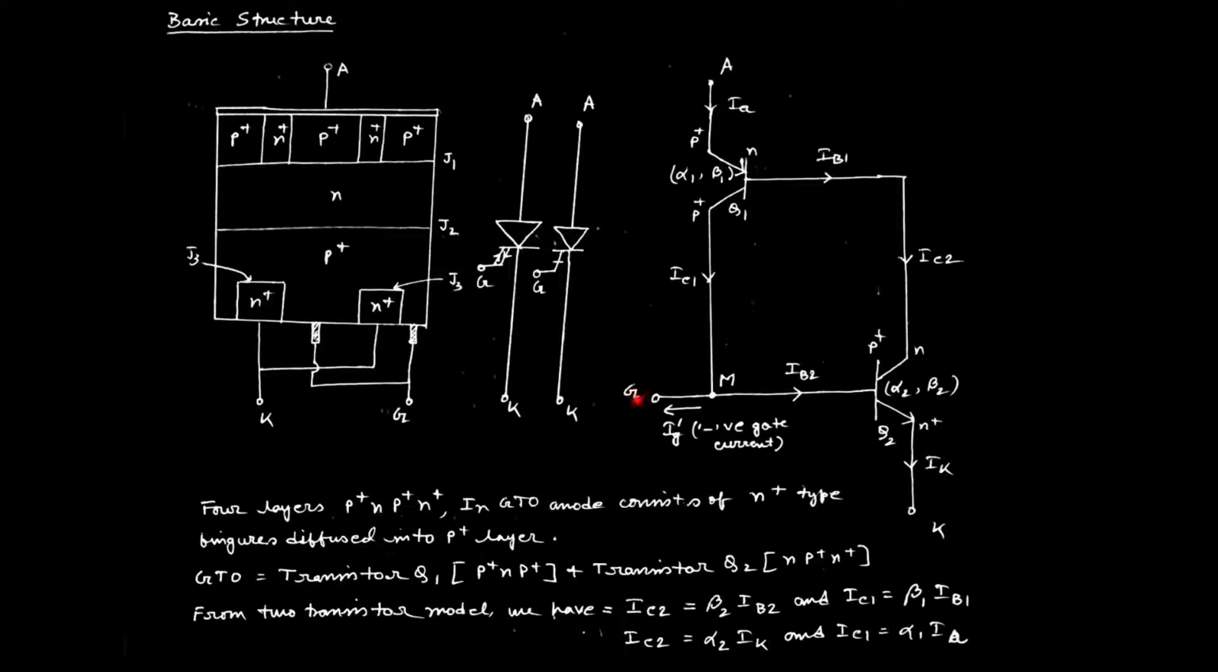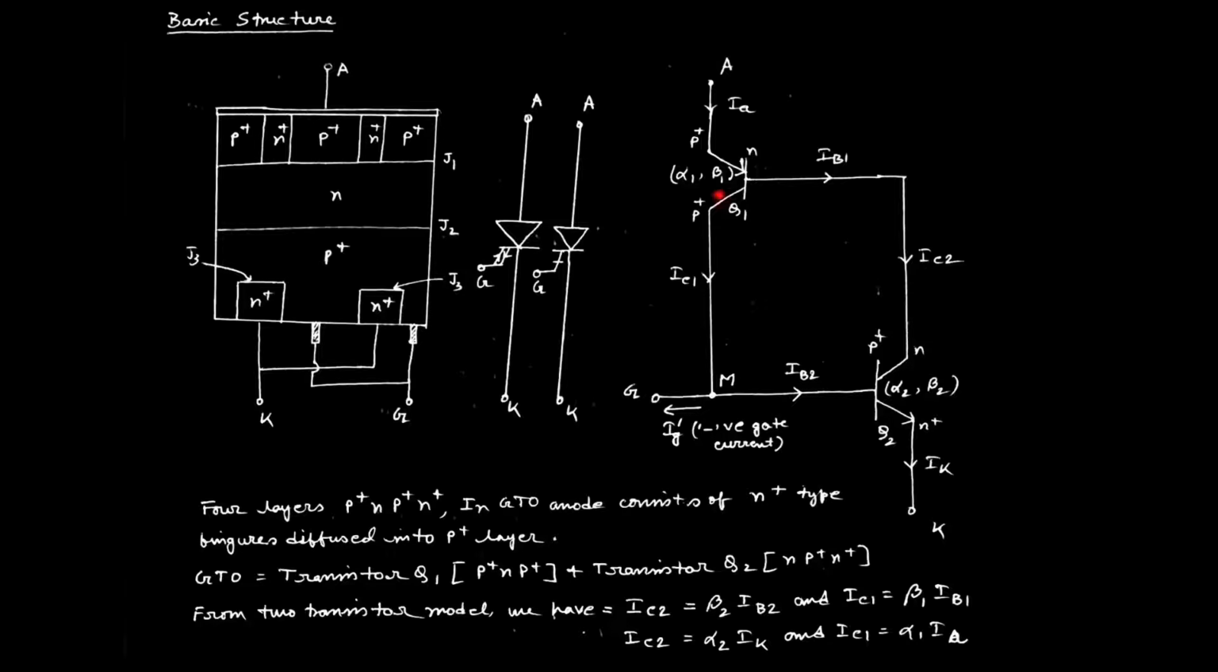As well, we have applied a negative gate signal over here, that is why the direction of the gate current is from the device to the gate, that is I dash G. That is why the symbolic representation is defined by a bidirectional gate like this. Okay, so this is the symbol of GTO, and the gate is bidirectional, not similar to a thyristor.